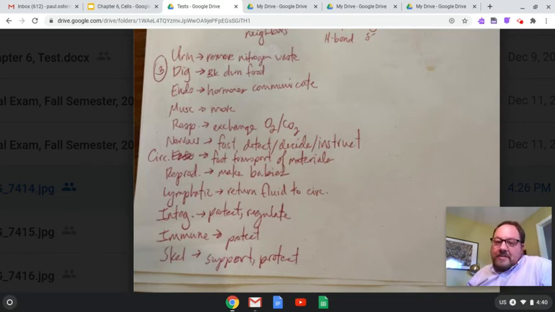Your digestive system breaks down your food. Remember, you're made of what you've eaten, right? So your digestive system breaks those molecules down into smaller pieces or monomers through hydrolysis reactions.